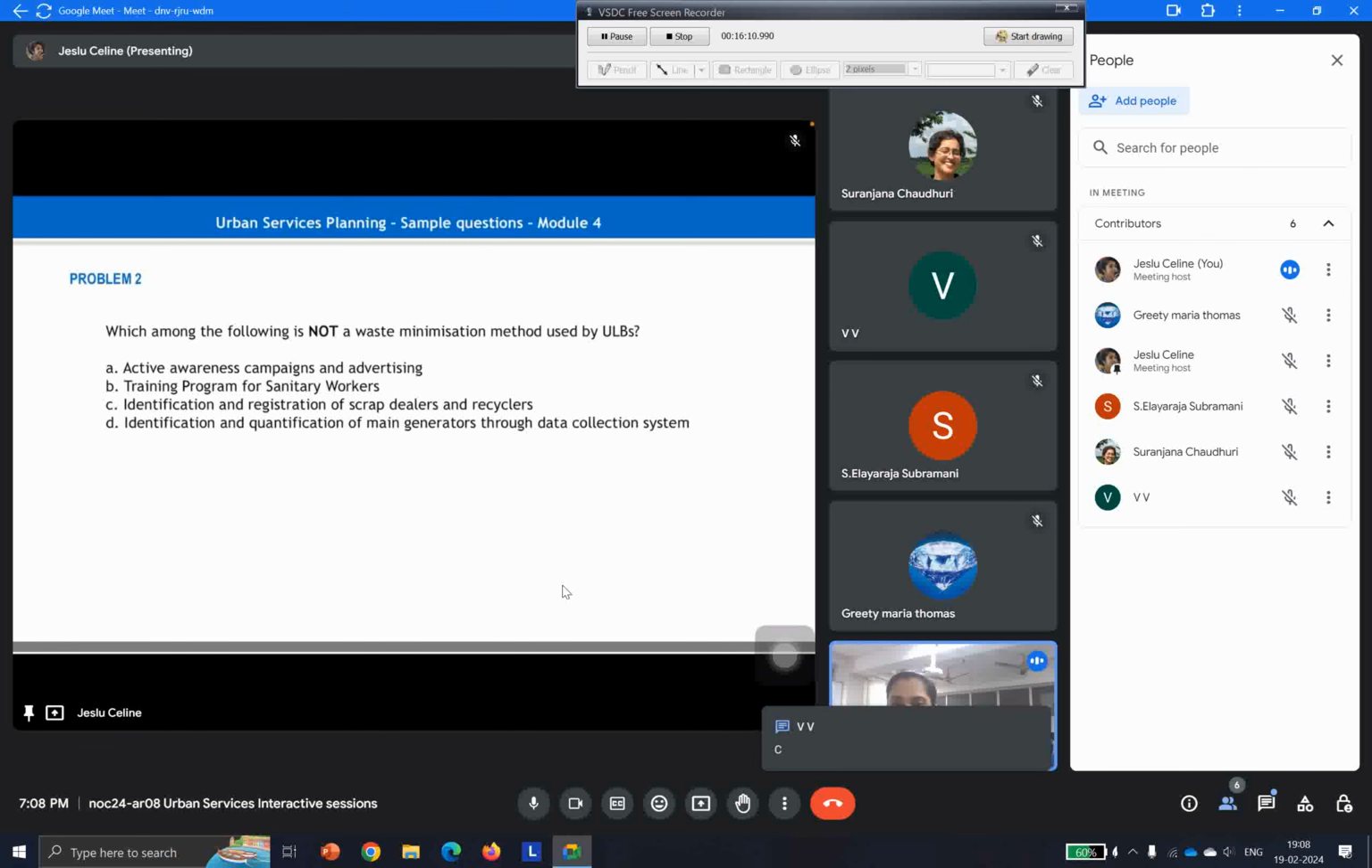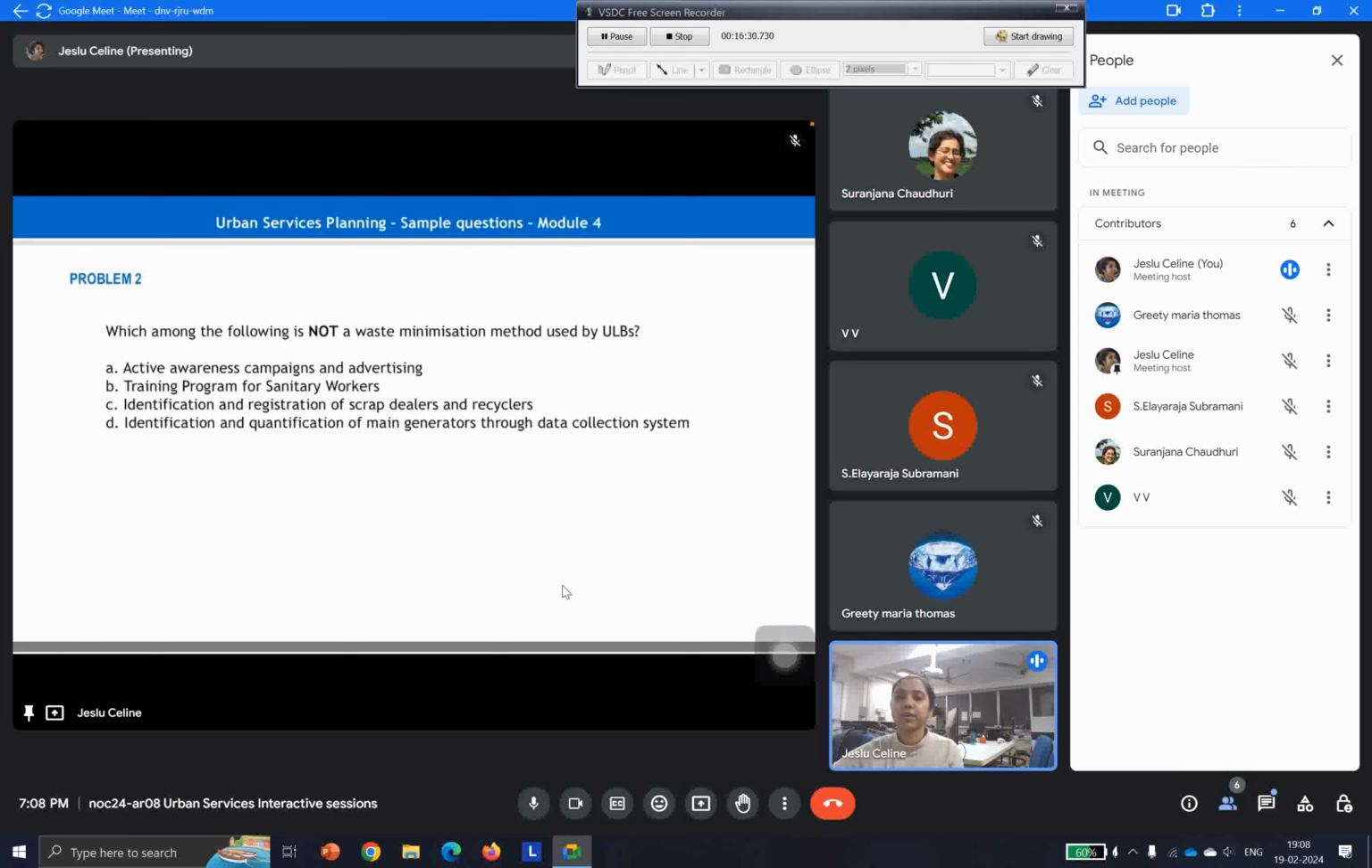So somebody says C. Yes. Anybody? C, identification and registration of scrap dealers and recyclers. Any other answer from anyone, or is it C? Okay, so let's go option by option.